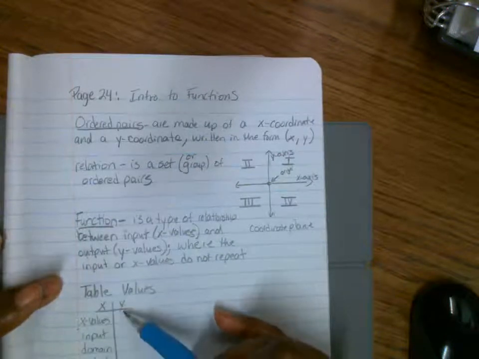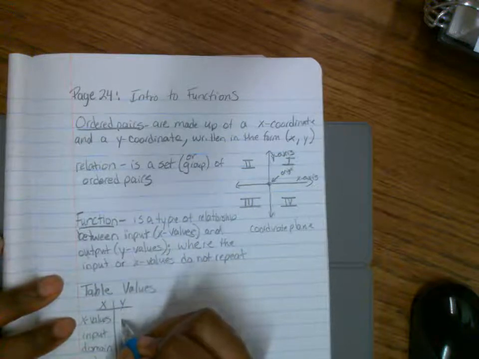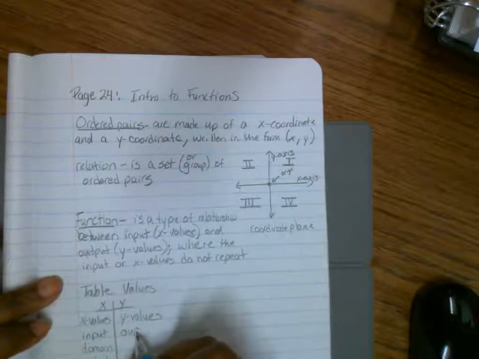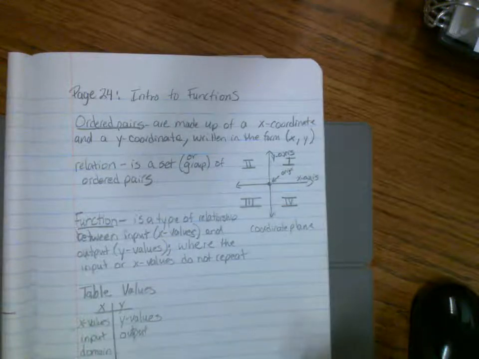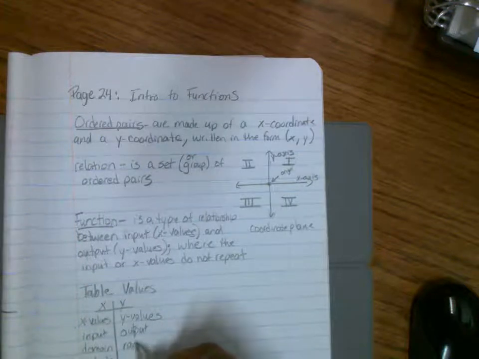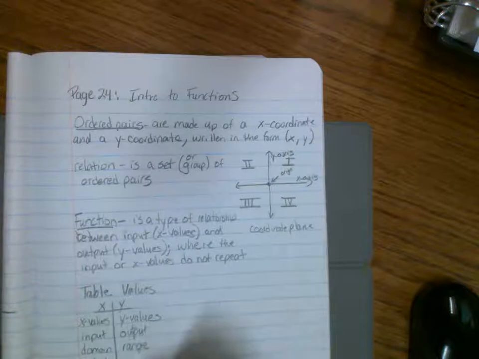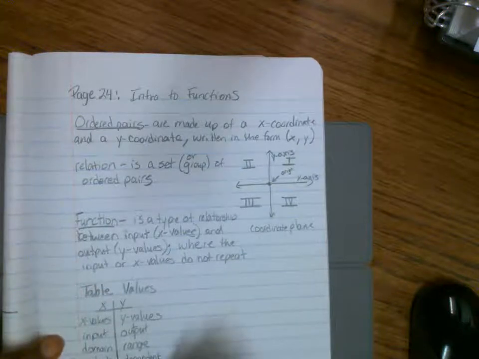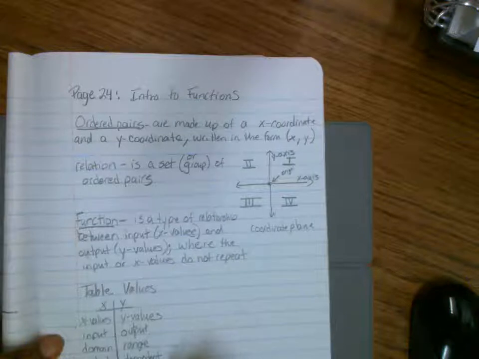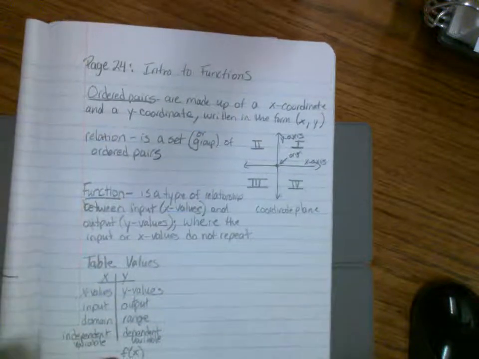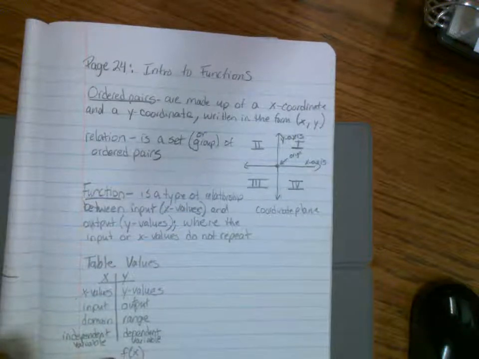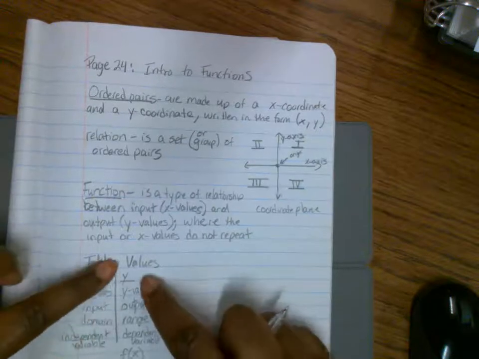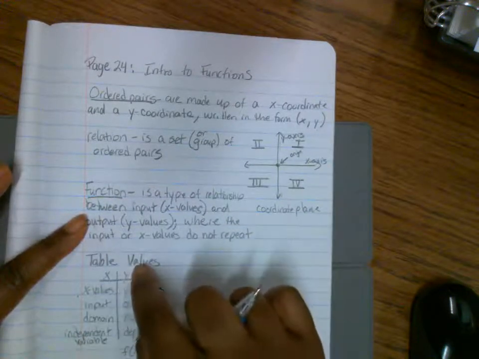Words that mean Y. Of course, you say your Y values. You say your output values. You say range values. Dependent variable, which is the meaning of what your Y is. And the last sometimes you'll see is f of x. We won't go into detail about f of x at this time, but you just need to know that when you see f of x, it's the same as saying y or y values or output or range. All of these mean the same thing. They're talking about your y values.